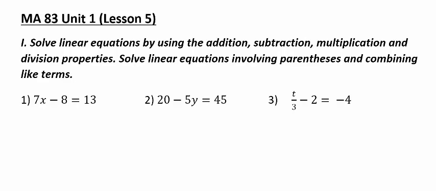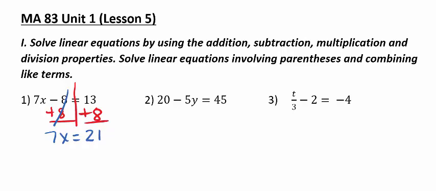So in number 1, our goal here is to get x by itself. And we want to first either add or subtract anything we can from both sides of the equation. So here are our two sides of the equation. I'm first going to add 8 to both sides. And minus 8 plus 8 goes away, and I get 7x equals, and then 13 plus 8 is 21.